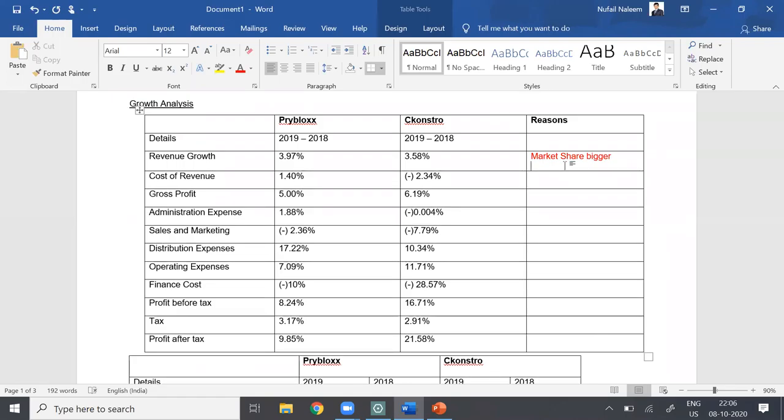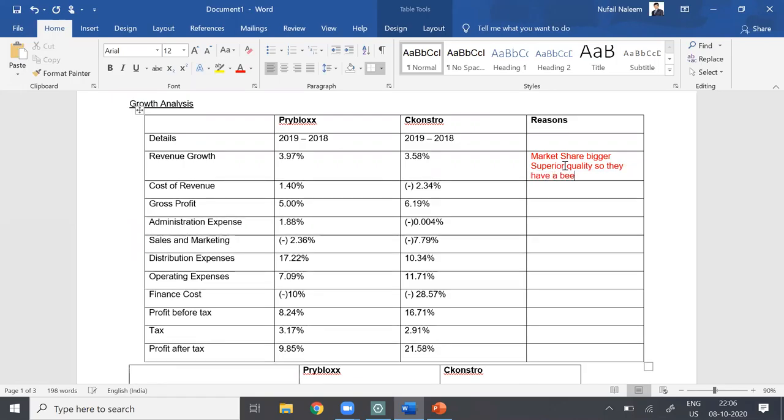One more point is superior quality. Yes or no? They have superior quality compared with Constro, so they can have a better markup. Yes or no? They can have a better markup.